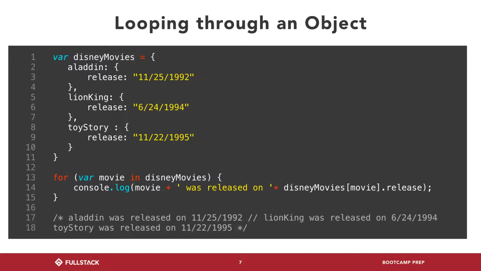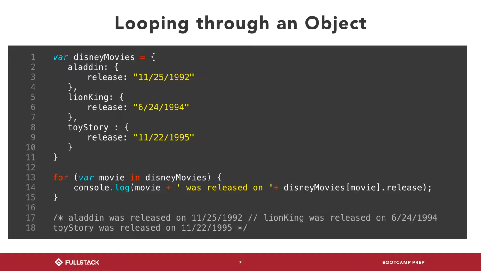So here's another example of looping through an object. Here we have a Disney movies big object, and then each movie is a smaller object. We just do for var movie in this big object, and at some point movie is going to be the name of the key, which is Aladdin, Lion King, and Toy Story. Because it's a nested object, we do Disney movies index movie, and then we also do index release or dot release, whatever you want. Cool.